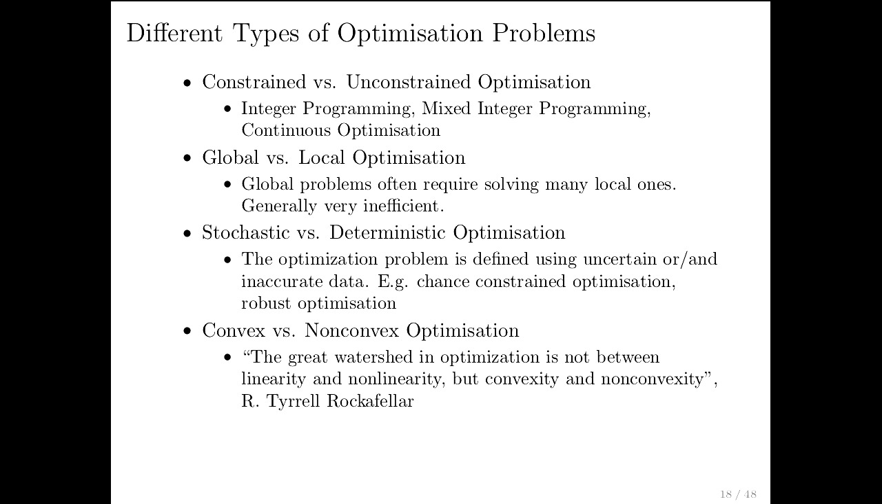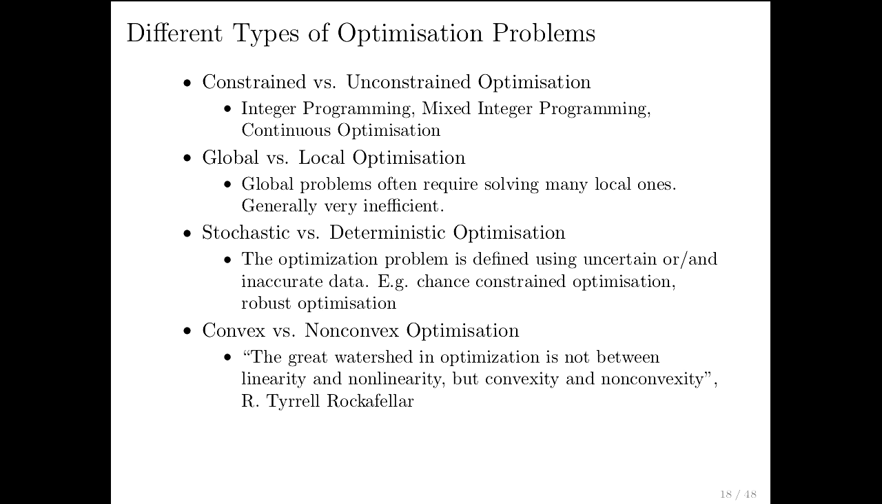All right. So let's look at different categories of optimization problems. There are different ways that we can put them in different families. The first is constrained versus unconstrained problems. So we can talk about integer programs, mixed integer programs, continuous optimization, but in this sort of partitioning, I looked at constrained problems versus unconstrained problems.